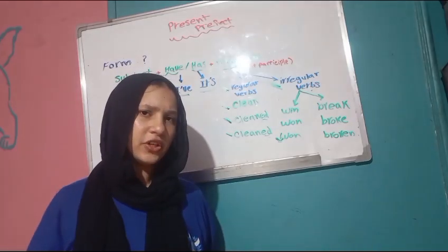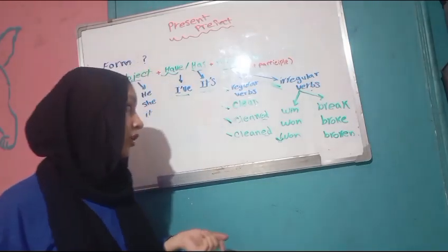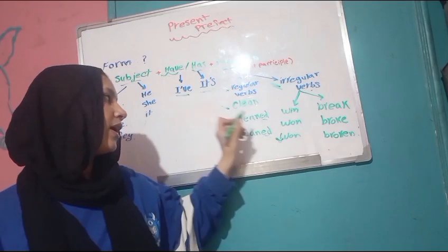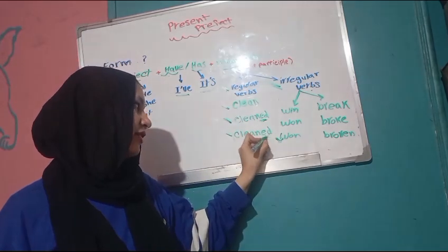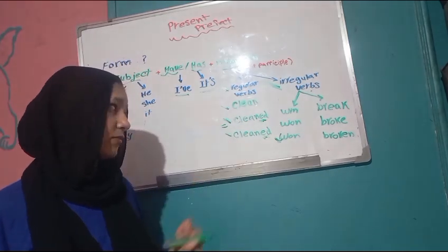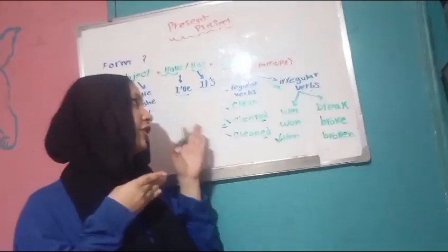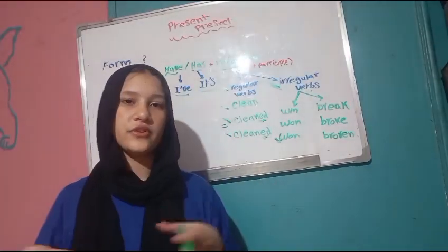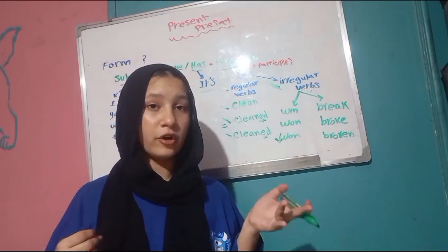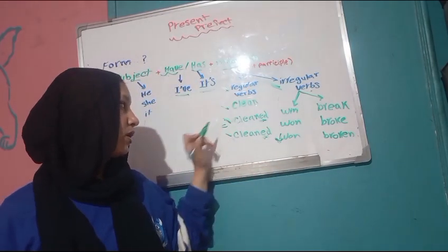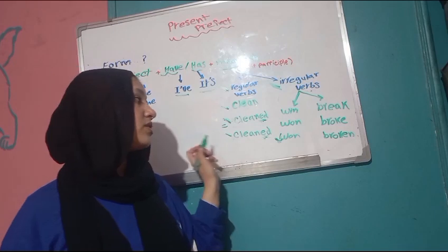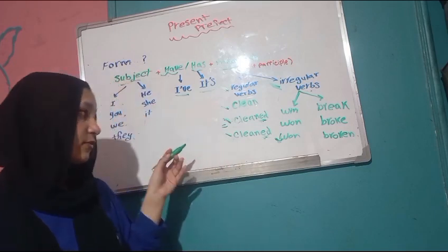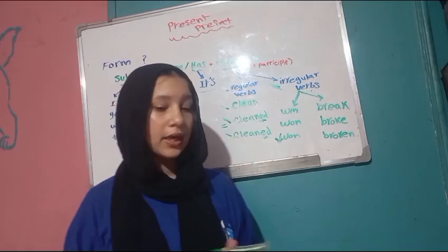The regular verb is, for example, clean, cleaned, cleaned. And what do you notice here? I noticed that here is ed and here is ed, and they are the same, right? So in regular verbs, there is ed in both forms, the past simple and the present perfect or past participle.